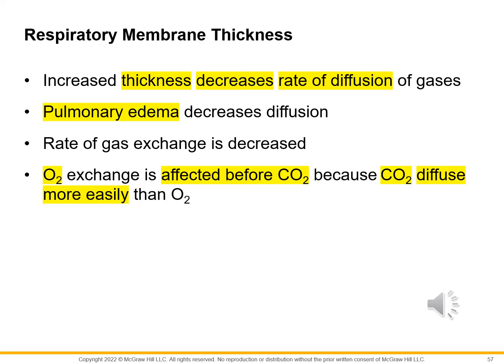Now, what happens here is that if, for example, a person is experiencing pulmonary edema, all right, pulmonary edema meaning there is accumulation of fluid in the lungs, this would decrease diffusion. Okay, so medyo babagal daw po yung pag-diffuse ng gases kapag may pulmonary edema ang isang person. So the rate of gas exchange is decreased. So oxygen exchange is affected before carbon dioxide because carbon dioxide diffuses more easily than oxygen. So kapag may pulmonary edema daw po ang isang pasyente, mas nagiging apektado or mas nauunang bumagal yung pag-diffuse ng oxygen kasi medyo mas mabilis daw pong i-diffuse or i-release ang carbon dioxide compared to oxygen.